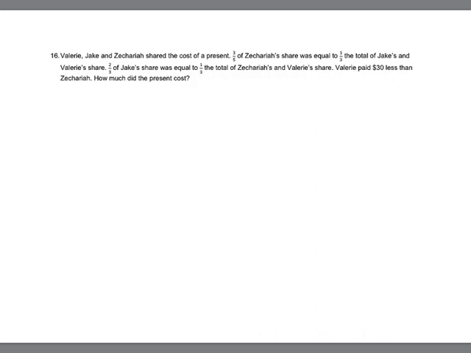Valerie, Jake, and Zechariah shared the cost of a present. 3/5 of Zechariah's share was equal to 1/3 the total of Jake's and Valerie's share. 2/3 of Jake's share was equal to 1/3 the total of Zechariah's and Valerie's share. Valerie paid $30 less than Zechariah. How much did the present cost?